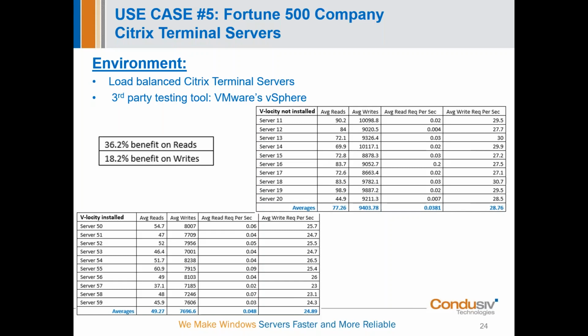And here we have that final fifth case that we were talking about. This was tested on a load balanced Citrix terminal server. They picked 10 systems to install Velocity on, and then they had a different set of 10 servers used as a control group. The customer tested using vSphere and sent the data back to us so we could analyze it. And the conclusion is that they would have a 32% improvement in reads and an 18% improvement on writes. So that wraps up the use cases. I hope this information has been really helpful. So Jennifer, I'm going to turn the conversation back over to you.